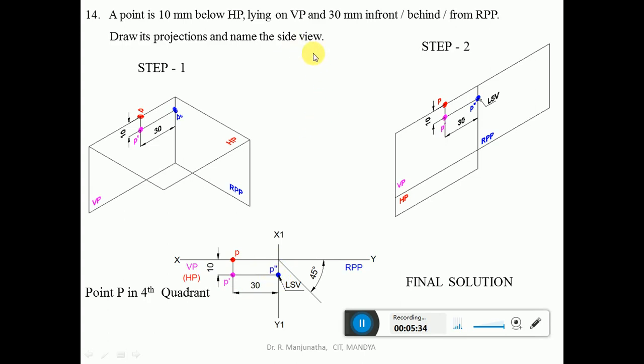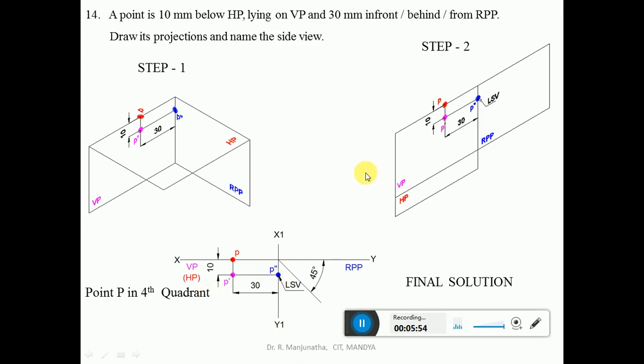Since it is in the fourth quadrant, the point is in front of VP, but it is lying on VP, so obviously it will be in front of RPP. In front of RPP means we have to look from the left side view. So obviously this profile view what I got here is the left side view, because we are solving the problem in the fourth quadrant. So the point capital P lies in the fourth quadrant.